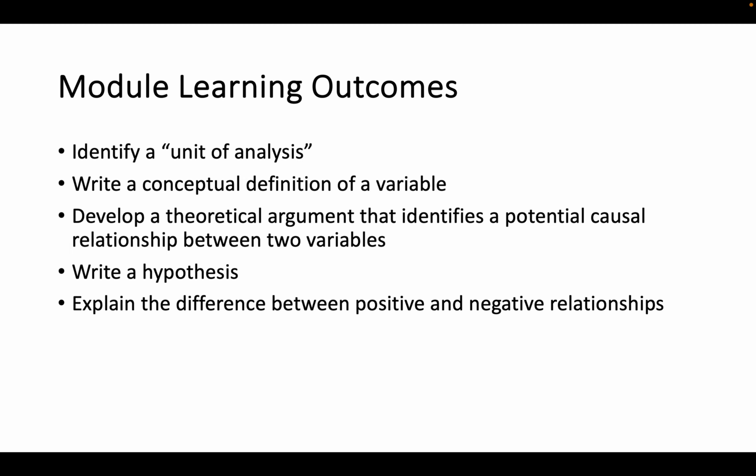We'll also learn to write a conceptual definition of a variable. We will also be able to develop a theoretical argument that identifies a potential causal relationship between two variables, an independent variable that will be causing a dependent variable. We'll also gain practice in writing hypotheses, and we'll be able to explain the difference between a positive and a negative relationship.